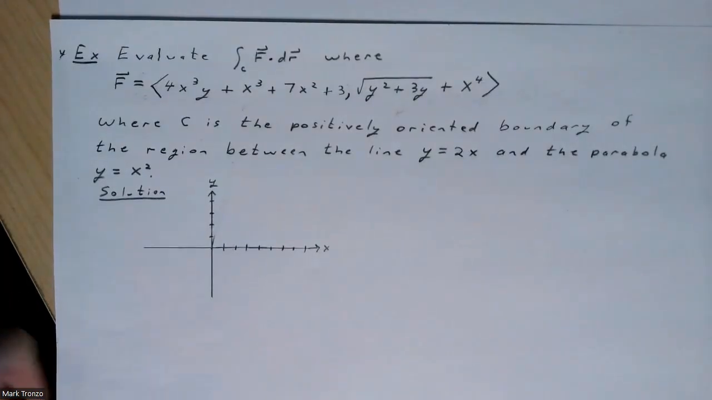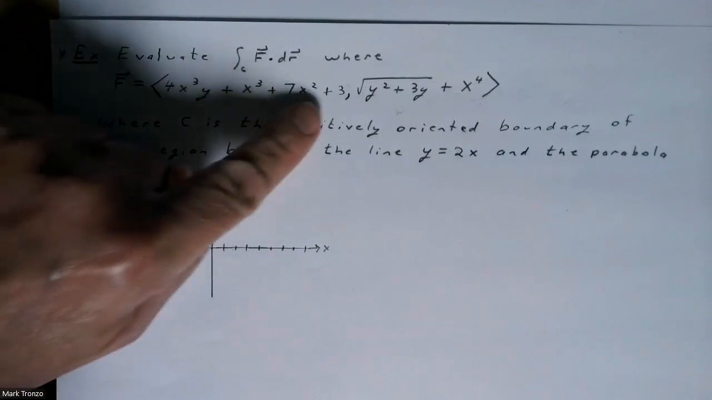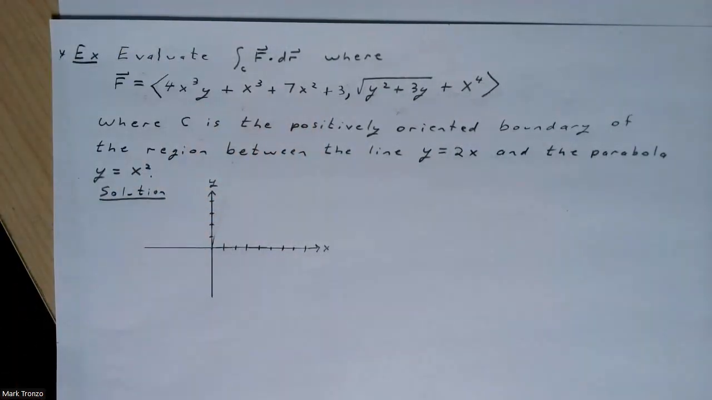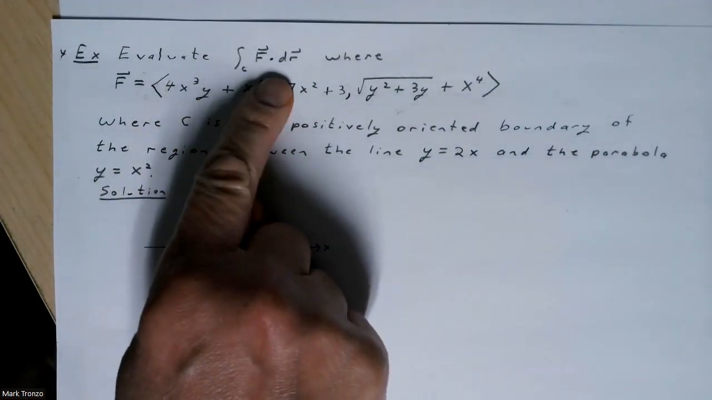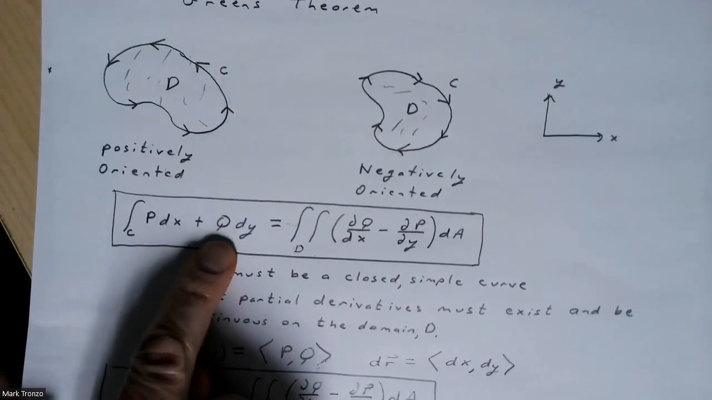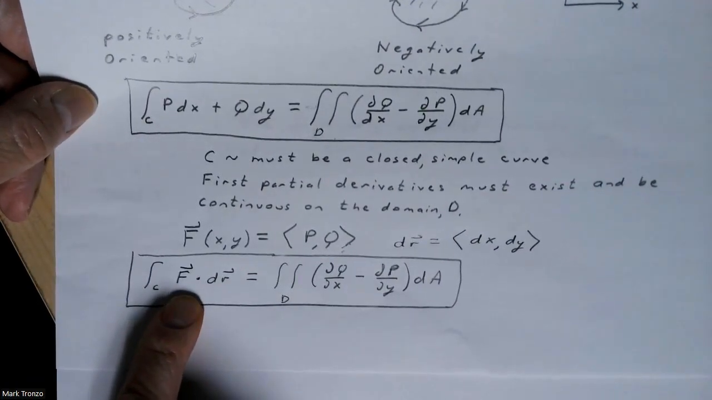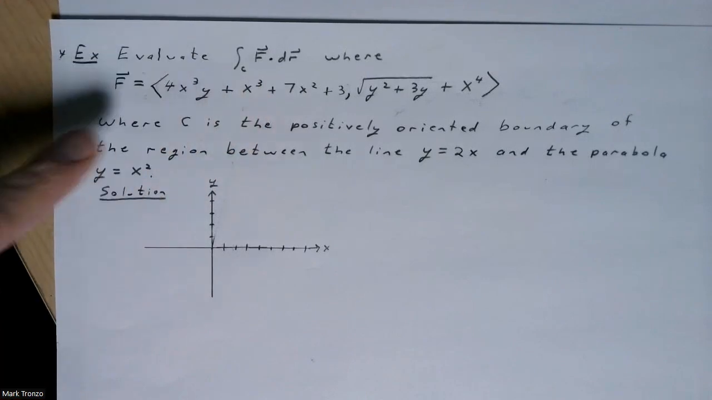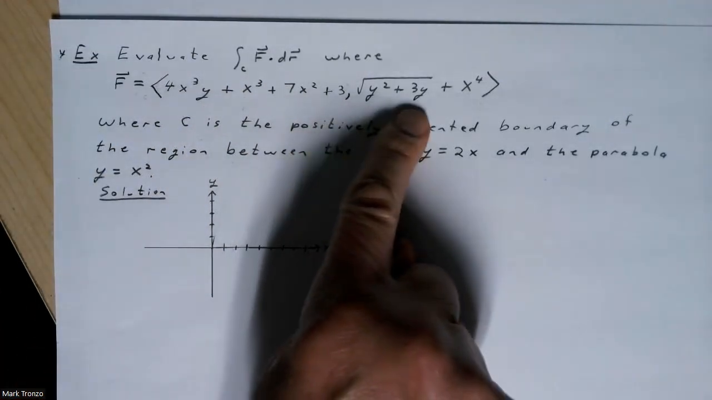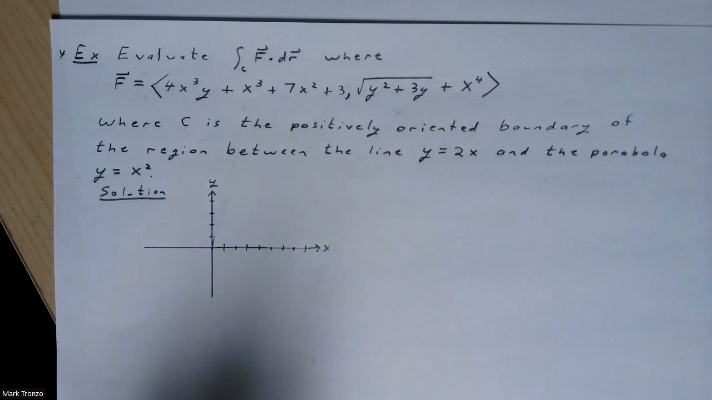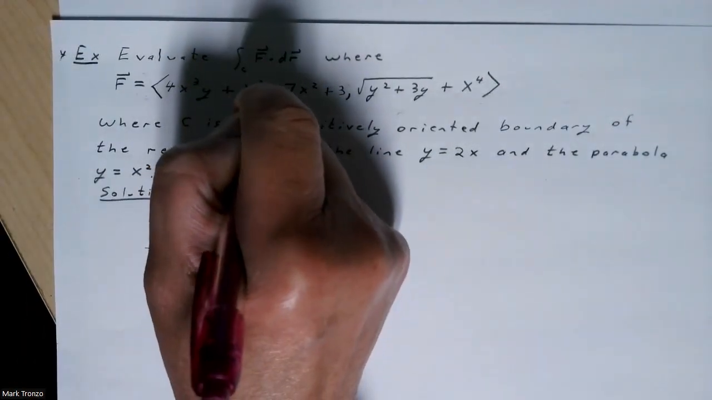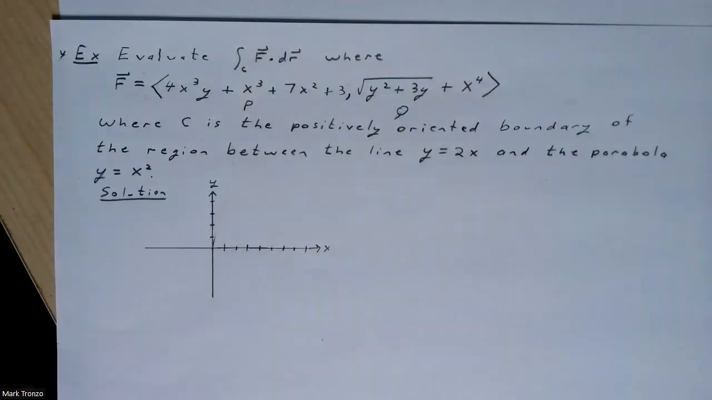Next, let's take a look at this problem here. We're asked to do this line integral. And again, don't let this throw you off. Remember, this is the same form we had previously. We said that P dx plus Q dy was the same as having the vector field dotted with dr. And that's what we have here. And so we're given this vector field. And when we actually do this in a minute, this will be P, this will be Q.